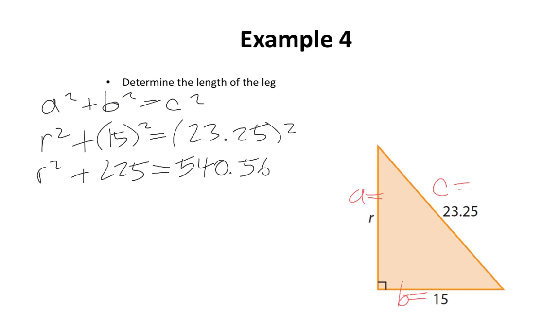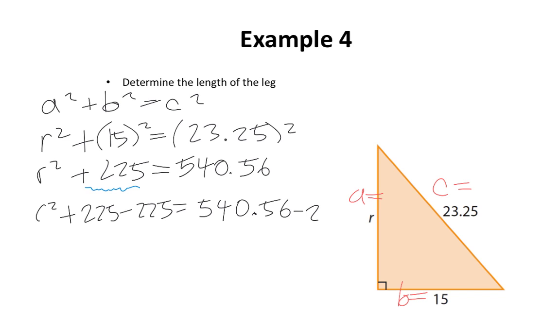Remember, you want to figure out what r is equal to, but r is stuck with this positive 225. So to get rid of it, you need to subtract 225 from both sides of the equation, and that's what I'm going to be doing. So 225 subtract 225, that cancels out, and all you're left with is r squared. Meanwhile, 540.56 subtract 225 is 315.56.